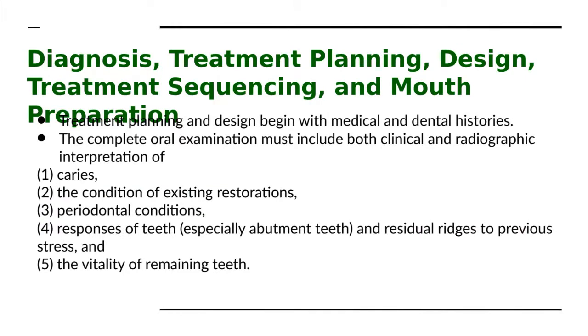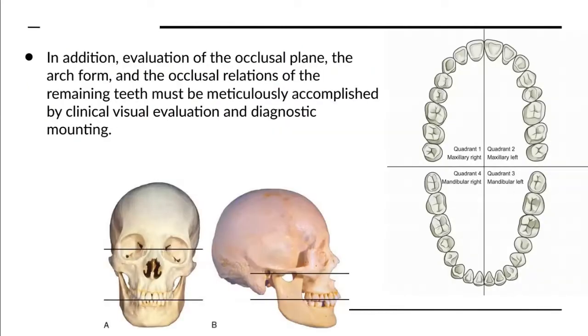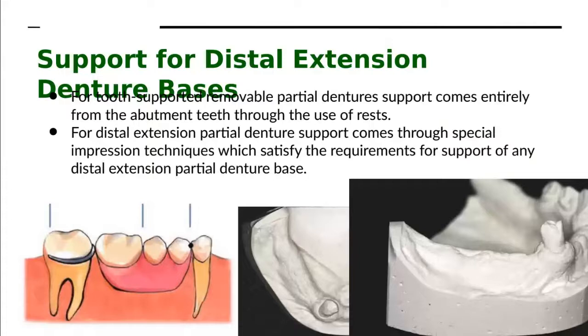You check for caries, you check for existing restorations, you check for periodontal conditions, you check for response of the teeth and vitality of remaining teeth. Then after that, you check for occlusal planes. If the occlusal plane is compromised, you need to go for mouth preparations. And there are two types of edentulous areas. One is tooth supported area, one is tooth and tissue supported area.